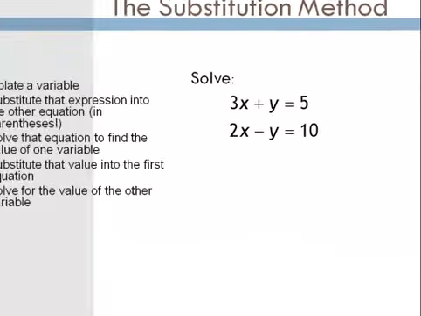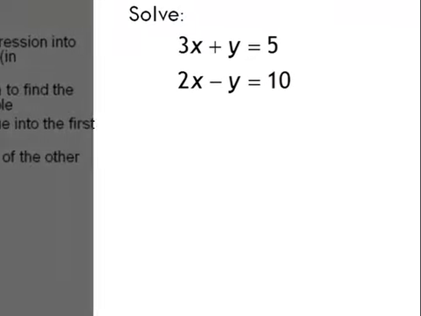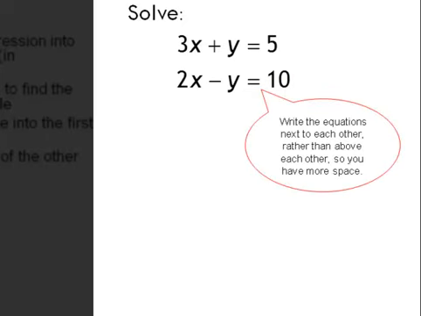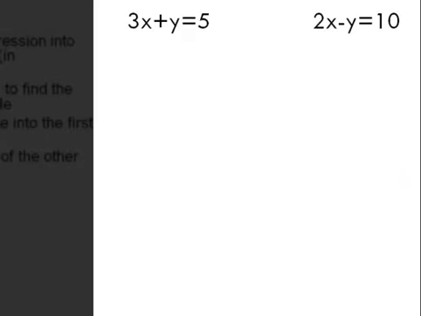First example says to solve the equation 3x + y = 5 and 2x - y = 10. Here's my first hint for the substitution method. The book problems always come with the 2 equations written right on top of each other. For the substitution method, it's actually much more convenient and easier if you spread them out, write them next to each other like this, so that you've got more space to work.